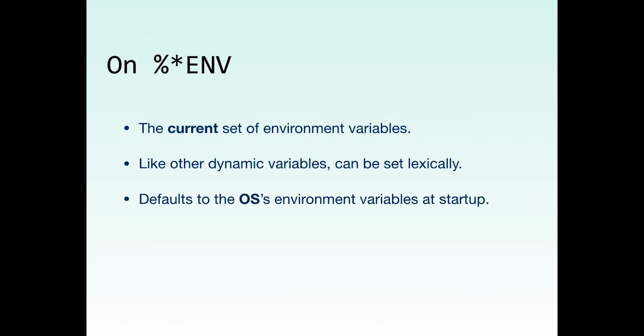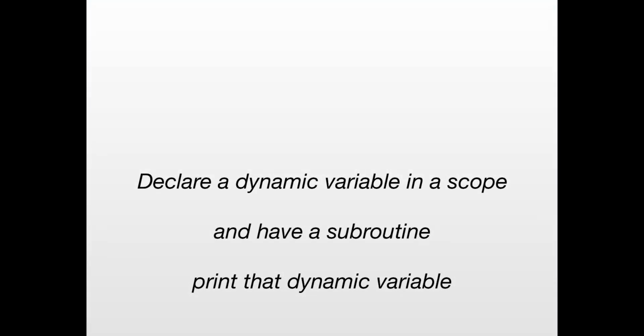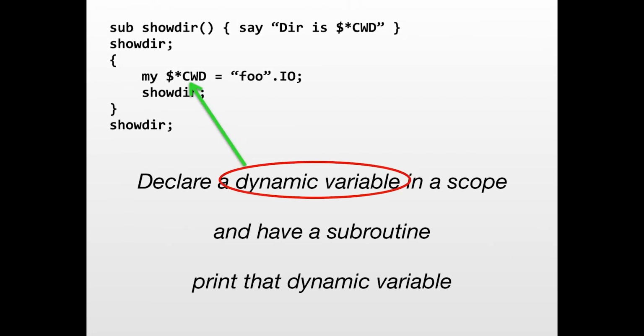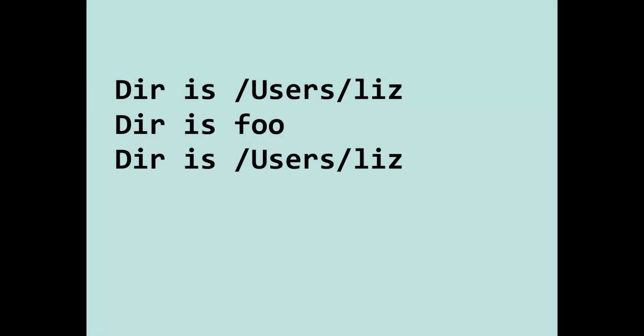So what do we want to declare? A dynamic variable in a scope and have a subroutine print that dynamic variable. It looks like this. We actually have a dynamic variable in a scope. Note the curly brackets there indicate a scope different from the others, a deeper scope. Have a subroutine call that, print that dynamic variable. So how does that look? Well, for me it looks like this. Note that the one in the middle is different from the ones on the outside. It basically switched back to the dynamic variable that was on the outside when we're out of the inner scope.